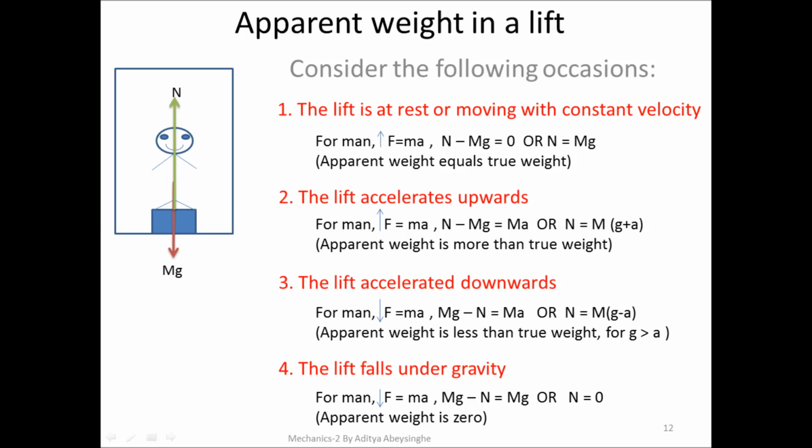But although a should be greater than 0, a should be smaller than g. So a should vary between 0 and g. Now what happens when a is equal to g? I explained that when a is less than g but greater than 0, N is less than mg. When a is equal to g, g minus g becomes 0. So we say that the person is in free fall, because N is 0 and the apparent weight is 0.